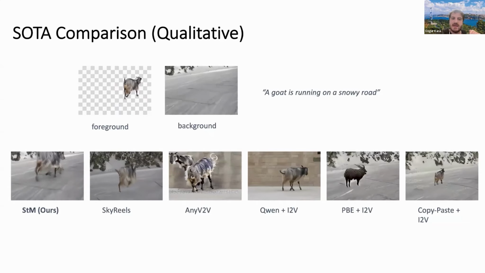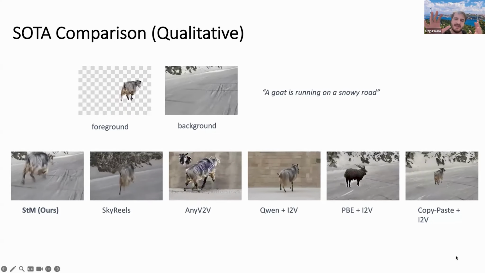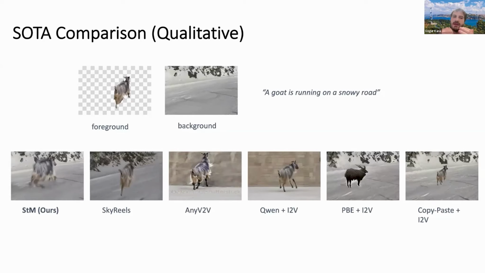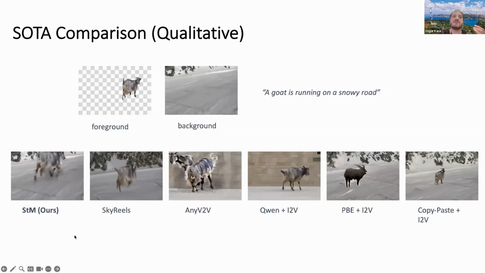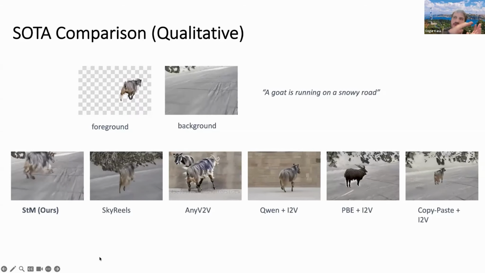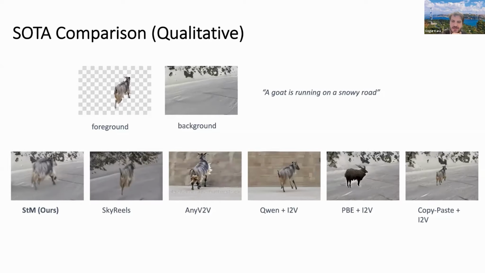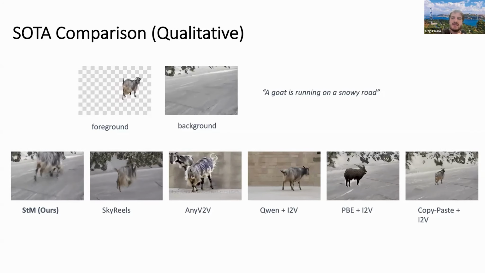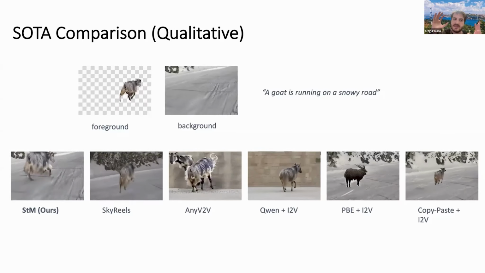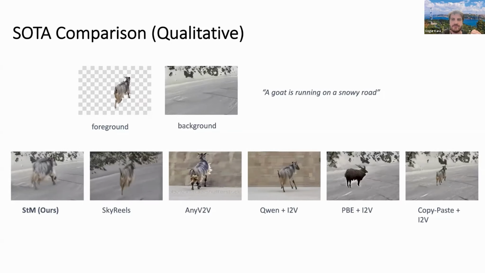So you can see that the copy-paste or PBE-based results kind of perform a copying and pasting onto the background, but can't preserve the motion of the background or the foreground. Whereas in our approach, you can see that the motion of the background is exactly preserved and the goat is running, even though the background motion is very challenging for this operation. And moreover, it also generates a harmonious result, if you see how it's composed with the snowy background with appropriate lighting.